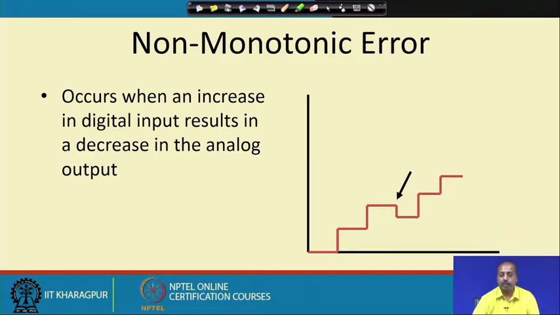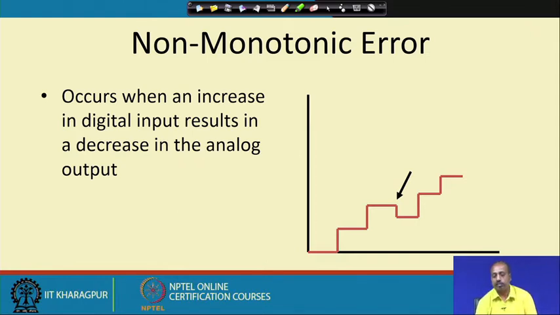But it may so happen that for some bit patterns, for some digital inputs, the output, instead of increasing, decreases. Like here, when you put this digital value, it produces this voltage. Then you put this digital value, and this is the corresponding analog value. After that, when you give this digital value, the output reduces like this. Though the second digital value is higher than the previous one, the analog value has reduced. It occurs when an increase in digital input results in a decrease in the analog output. So this non-monotonicity error occurs.